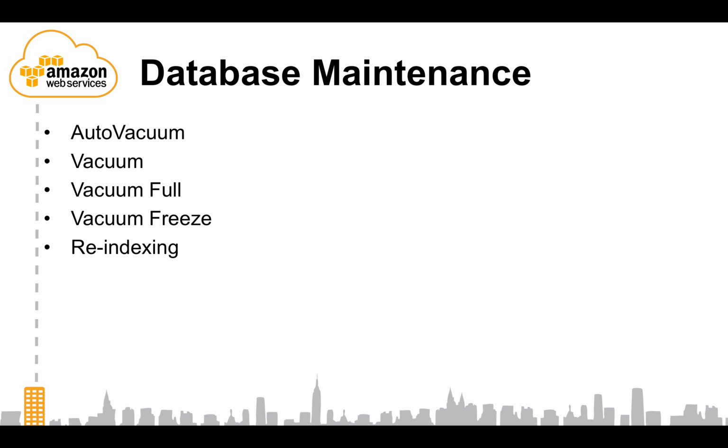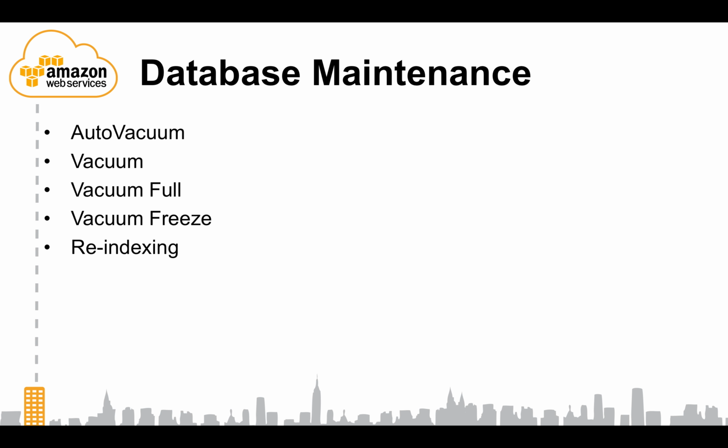Here you can see the different maintenance tools which help in defragmenting the data in PostgreSQL. They are mostly auto vacuum, vacuum, vacuum full, vacuum freeze, reindexing, and also there are a few other things which also affect maintenance. So let's cover all these topics a little bit briefly.